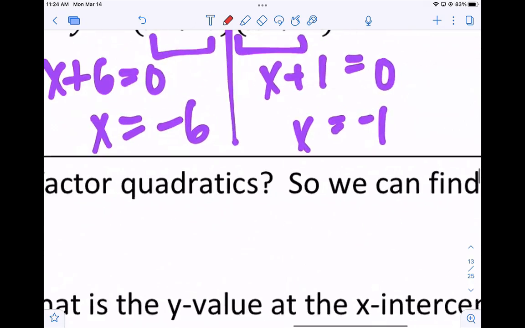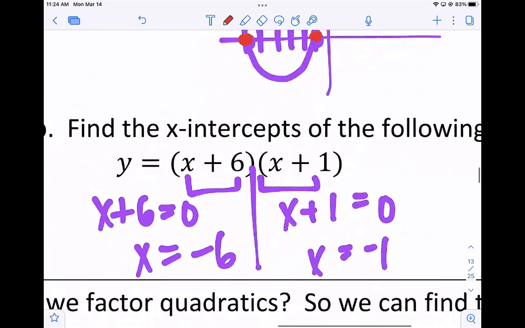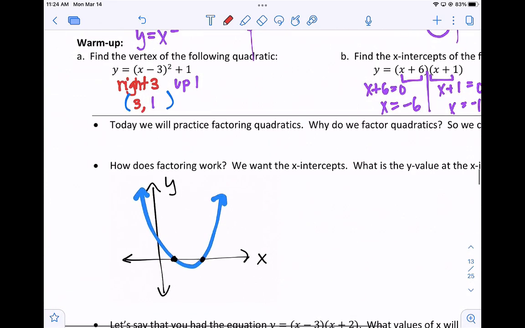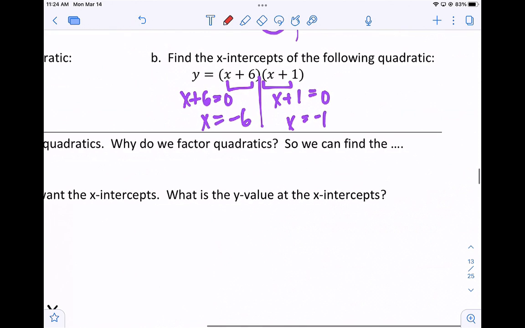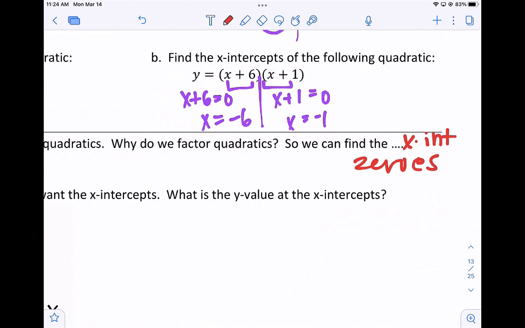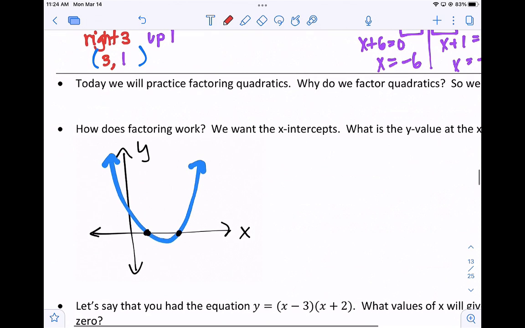So we're going to practice factoring so that we can find those x-intercepts of the graph. So it says today we'll practice factoring quadratics. Why do we factor? So we can find the x-intercepts. They're also called the zeros of the graph. If I can spell, it's not zeros. They're also called the roots of the graph. So we're finding all of those when we factor.